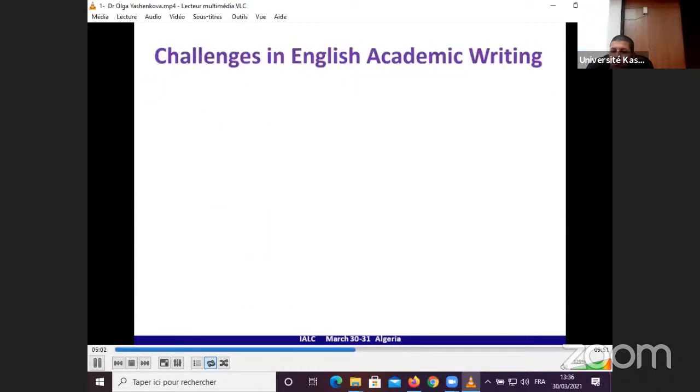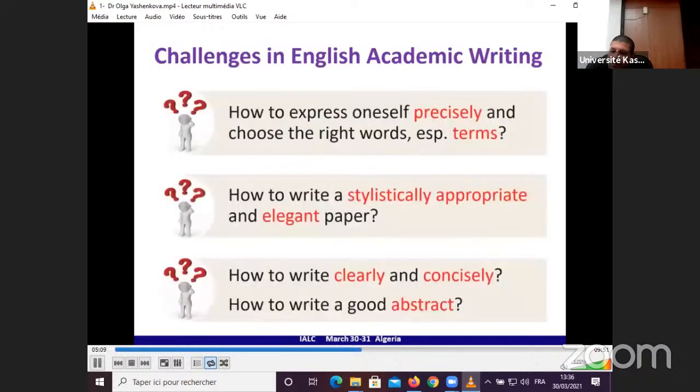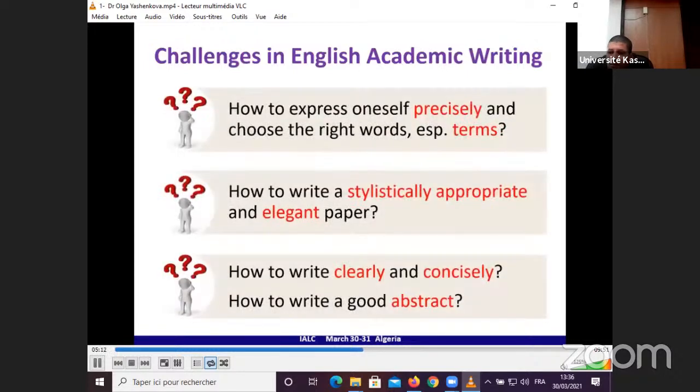At the same time, the participants mentioned some challenges in English academic writing. First of all, they had big difficulties with expressing their ideas precisely and choosing the right words in English, especially terms. Many of them could not write a stylistically appropriate and elegant paper, and it was very difficult for them to write clearly and concisely. Many participants were not able to write a good abstract in English.